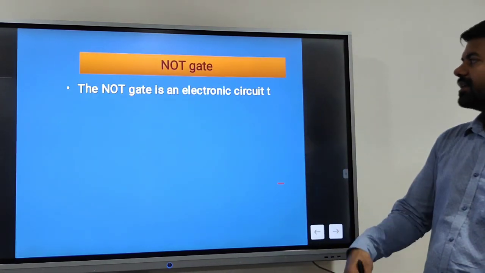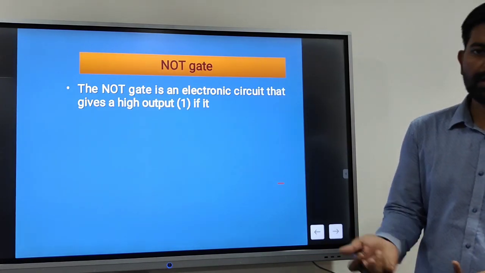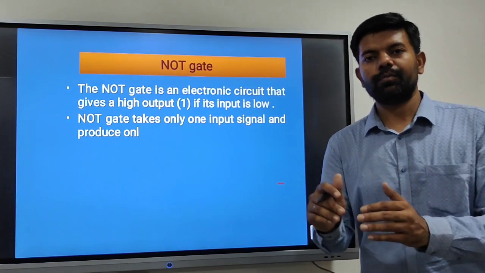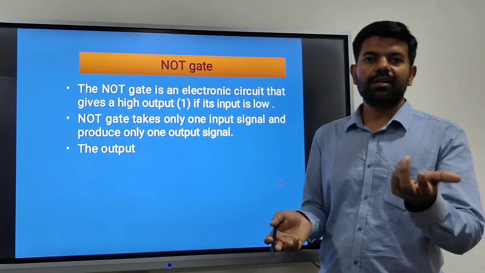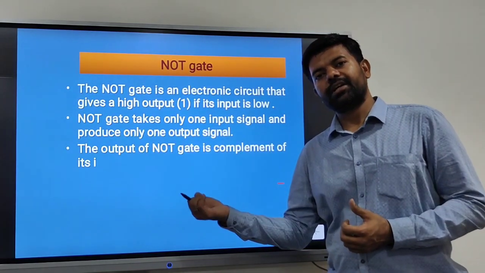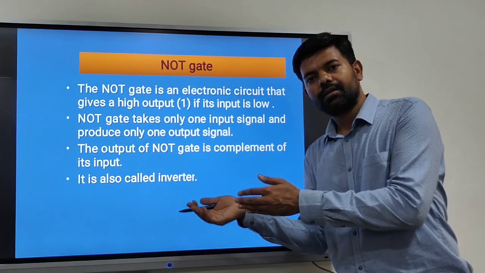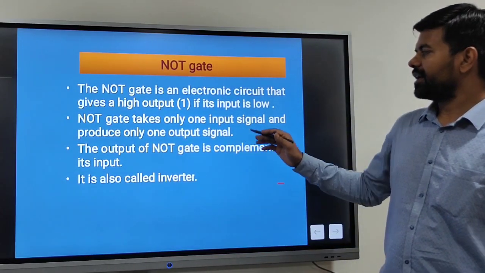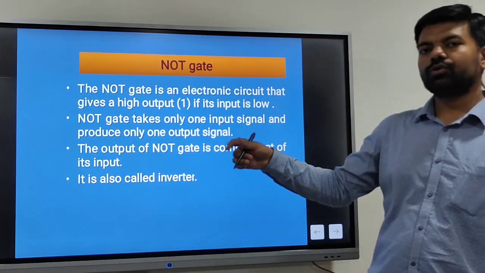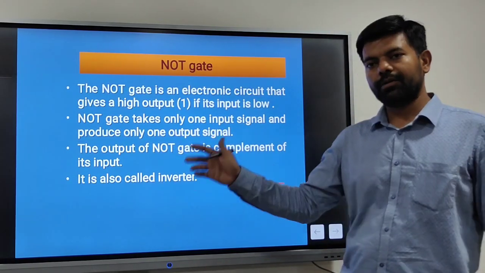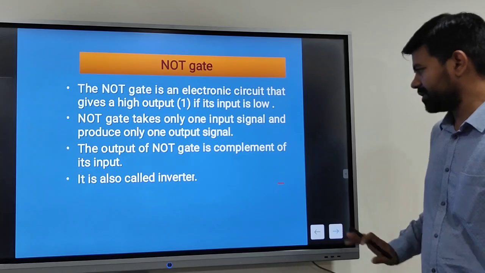NOT gate. As the NOT gate is the complement gate, it is also an electronic circuit, which gives high output if its input is low, because it complements. If we provide low input, it will make it high. If we provide high input, it will provide low. The NOT gate takes only one input signal and produces only one output signal. The output of the NOT gate is the complement of the input.